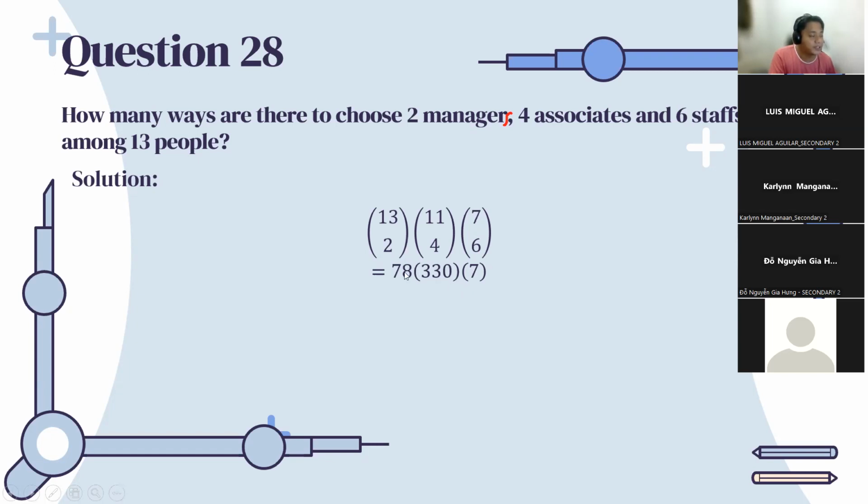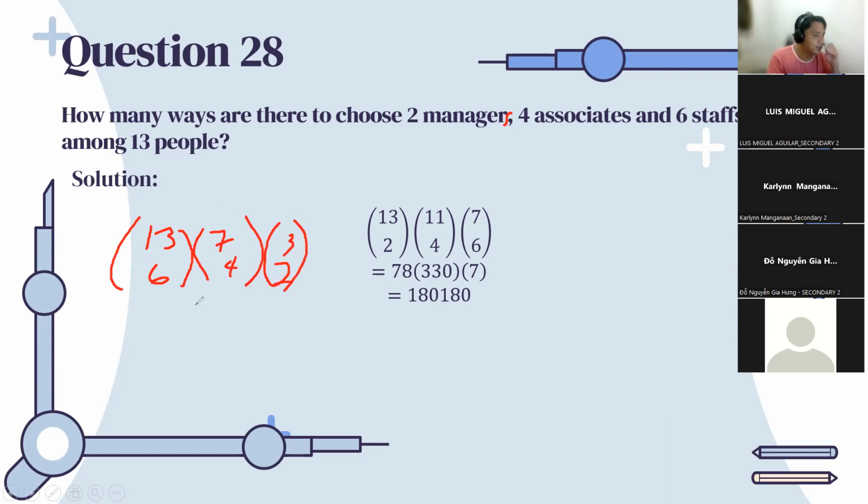Now, 13 choose 2 is 78, 11 choose 4 is 330, and 7 choose 6 is 7, which will give us 180,180. As what I've said before, you can do it in any order. You can do associates first or staffs first. So you can do like 13 choose 6, 7 choose 4, and then 3 choose 2. Yeah, so you can do it in reverse order. You will still get the same answer.